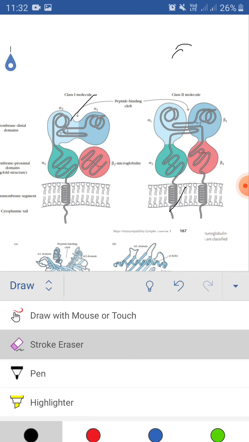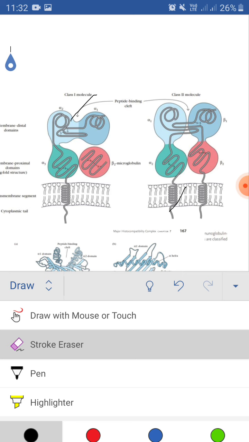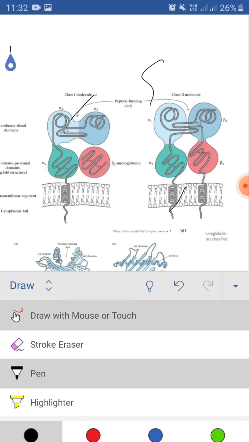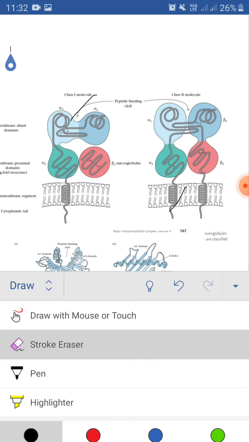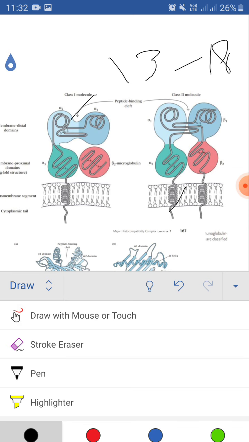And in case of MHC class 2 molecule, the peptide binding site is produced by the alpha 1 domain and the beta 1 domain, and it is open in structure, like in this way. Here the peptide binds, and these peptides are quite long, about 13 to 18 amino acids long in case of class 2 molecule.